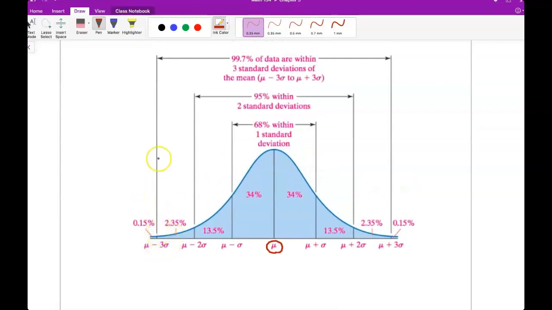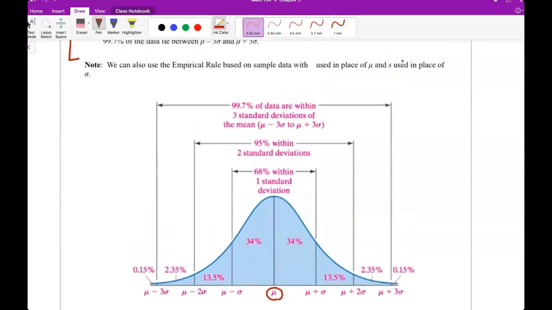Here is 99.7% of the data within three standard deviations. So that is 99.7%. Where is that 0.3%? 0.15% is here on the left side, and the rest of that is on the right side, 0.15%. So adding these two, 0.15% plus 0.15% is 0.30%, plus that one, 99.7%. In total, you're going to have 100%.